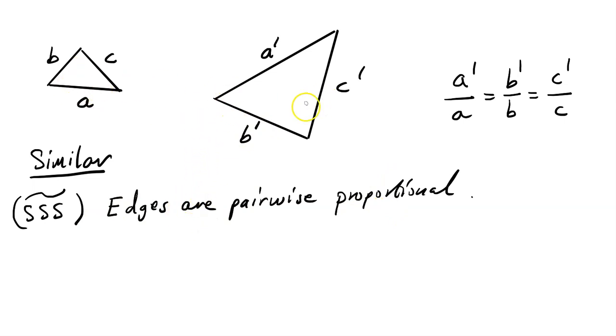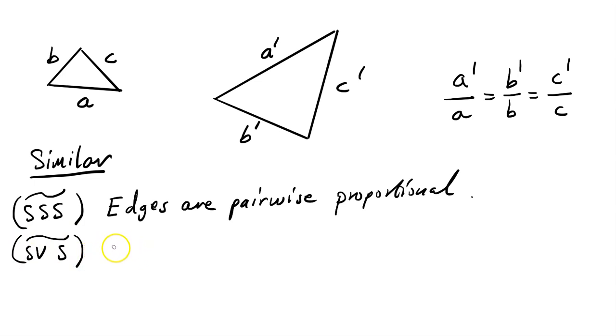It means that all the angles are pairwise the same. So the angle between A and B, this one, is the same as that one. The angle between B and C are the same, and so on. All angles are pairwise the same. Not all of them equal to 60, but they're pairwise equal. So that angle is equal to this angle. So that's the first condition. Any of these conditions can hold; it's enough if one of them holds.